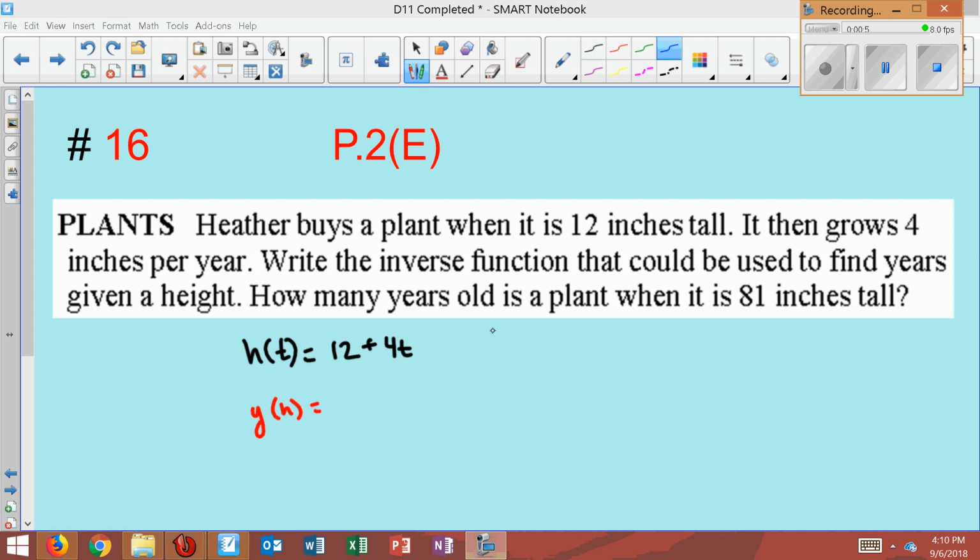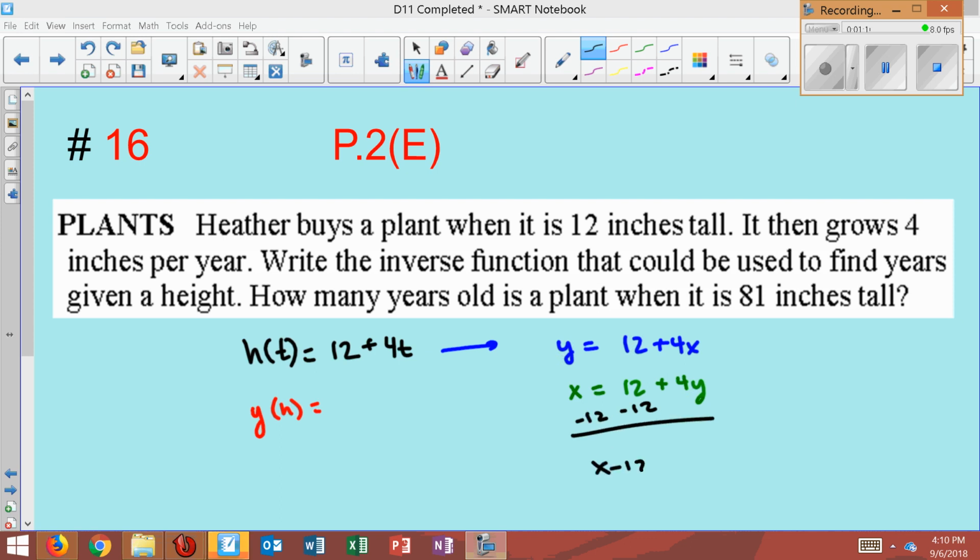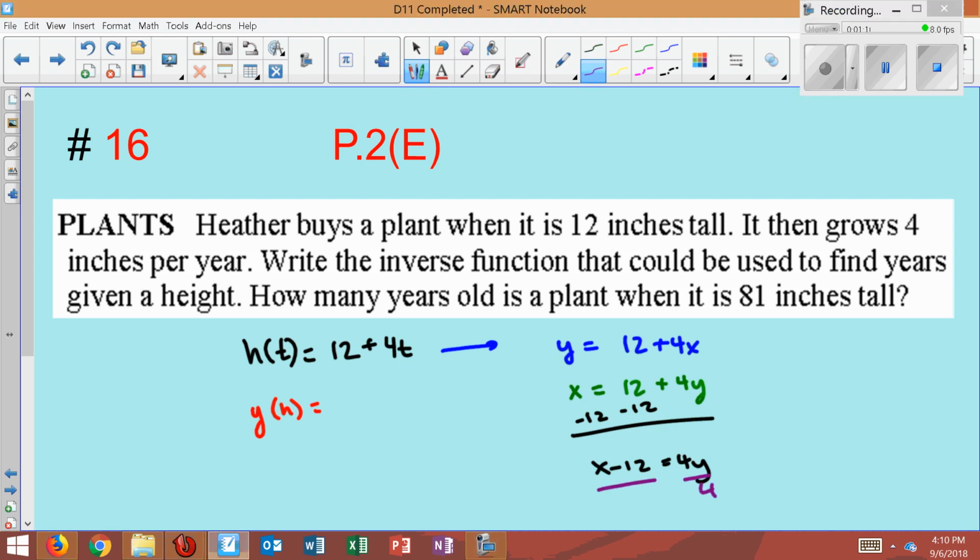Now I'm going to work in terms of x's and y's, but I'll say we have y equals 12 plus 4x. So I would solve this by actually switching x and y for an inverse. So x equals 12 plus 4y. So the first step here is I would subtract 12. So I have x minus 12 equals 4y. Last step here is I would divide by 4. Now when you divide, you got to divide everything.